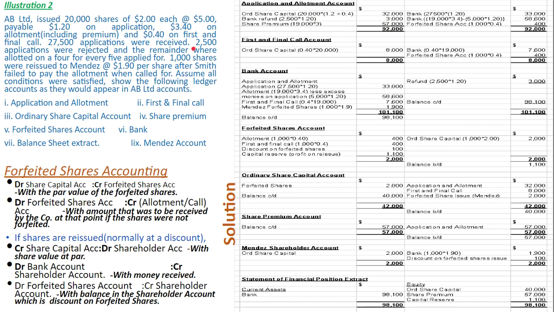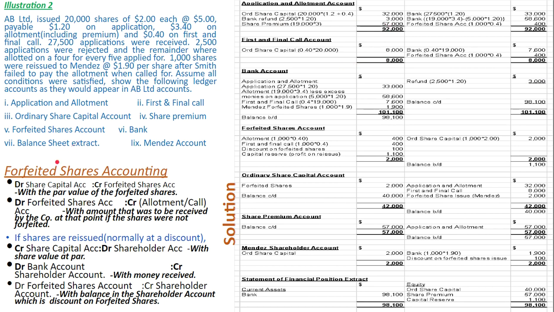Next, we need to take care of the refunds that were done. We are told that 2,500 applications were rejected. So we will record on the debit side of the application and allotment with refund and the credit bank account to reduce on monies received. So narration refund 2,500 times $1.20 to give us 3,000. Double entry, we have a bank refund of $3,000. Next, we need to record the share premium because it was received on allotment stage. The share premium, remember, only 19,000 shares were paid on allotment. Therefore, we will simply say 19,000 multiplied by 3 to give us 57,000.